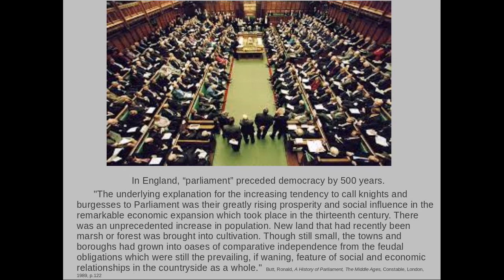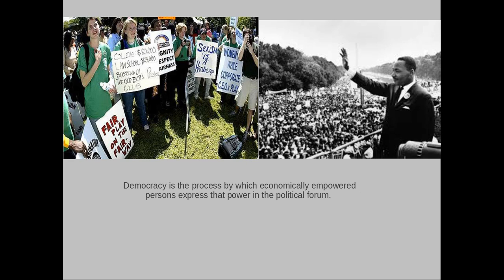We go back to democracy is the process by which economically empowered people express that power in the political forum. So in a growing economy, as more people are incorporated into that oligarchic class of people who have power, of people who have influence, Parliament grew, and it grew steadily over the centuries, and incorporated more and more of these upstart businessmen, as we'd now call them.